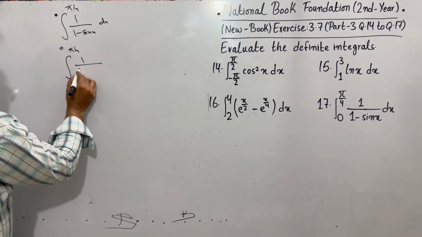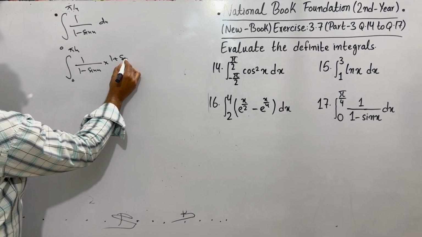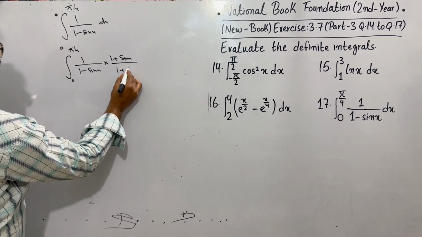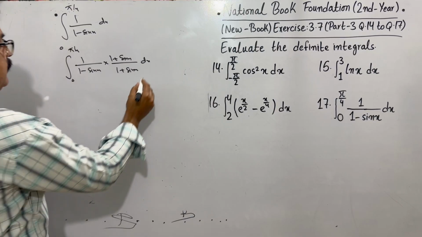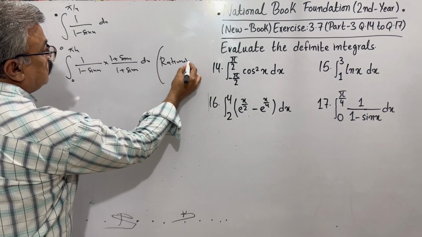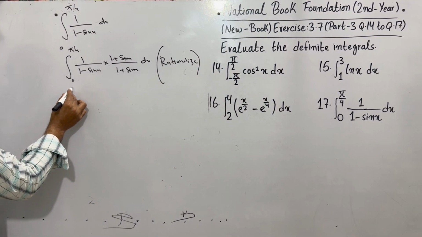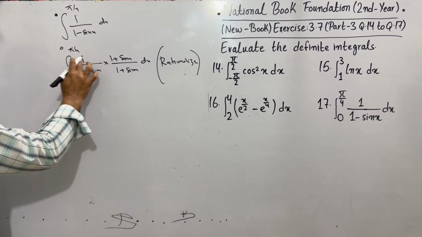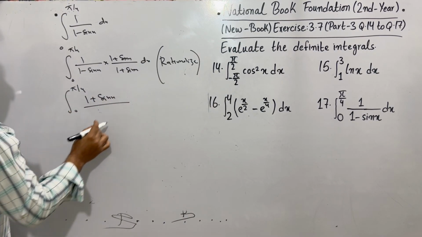It will become 1 over 1 minus sine x, dividing and multiplying by 1 plus sine x. Let me write, rationalize. Integral from 0 to pi over 4 of 1 times 1 plus sine x, as it is, 1 plus sine x.